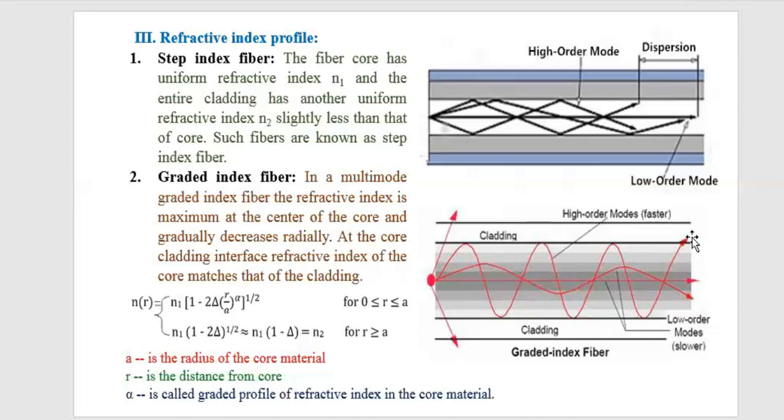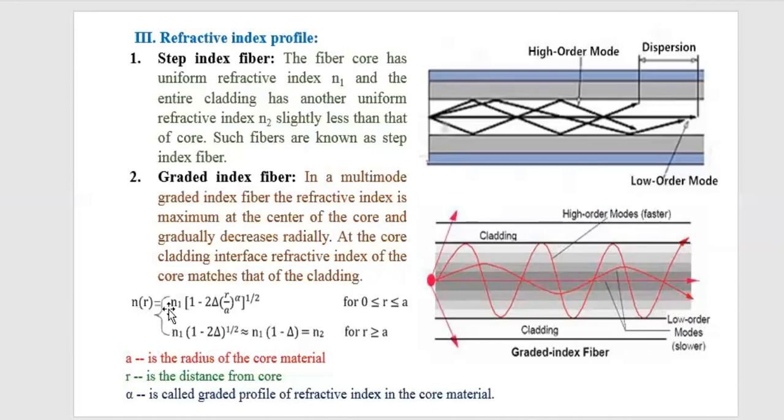So though the modes take different paths, because of the change in velocities, nearly the maximum number of rays will reach the other end at the same time. So the disturbance is decreased in graded index fiber materials, that is in multimode transmission. How does this gradual decrement take place? It takes place according to a formula.